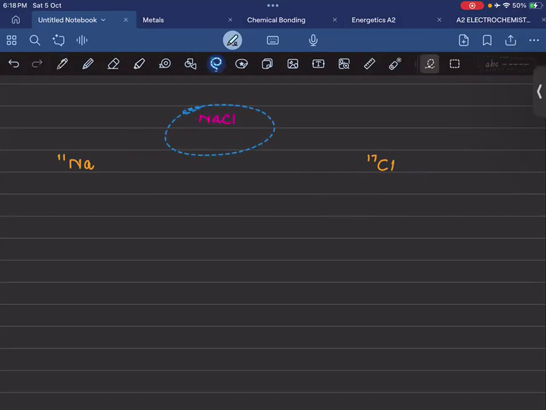Dot and cross diagram means that you have to show only the outer electrons. Remember, you have to show only the outer electrons. You are not supposed to write inner electrons.